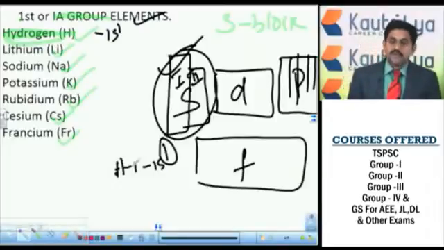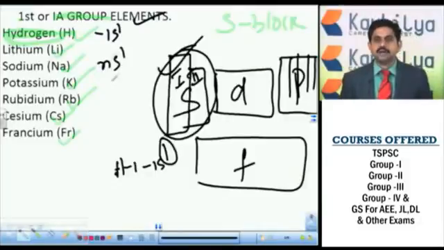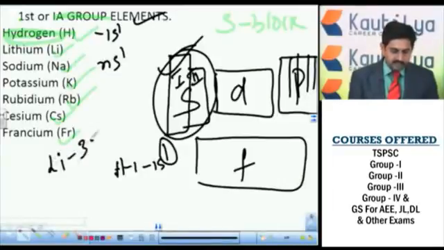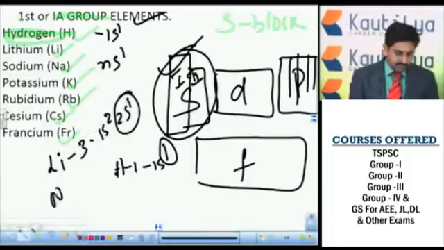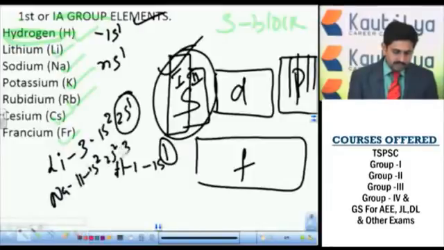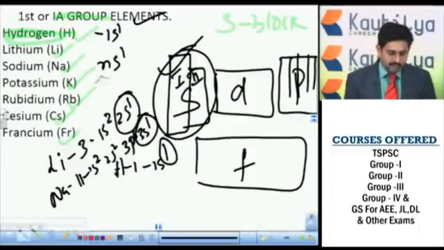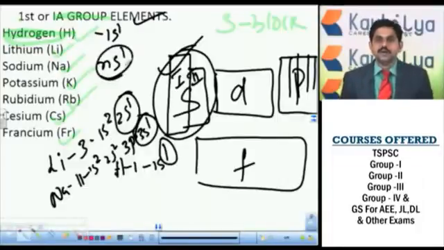The general electronic configuration of these elements is ns1, that is, the outermost orbit consists of one electron. For example, lithium has atomic number 3, that is 1s2, 2s1, so the outermost has 1. If you take sodium, atomic number 11, 1s2, 2s2, 2p6, 3s1. So here also 1. So the outermost orbit electronic configuration is 1. So commonly we call the electronic configuration of the first group elements ns1.